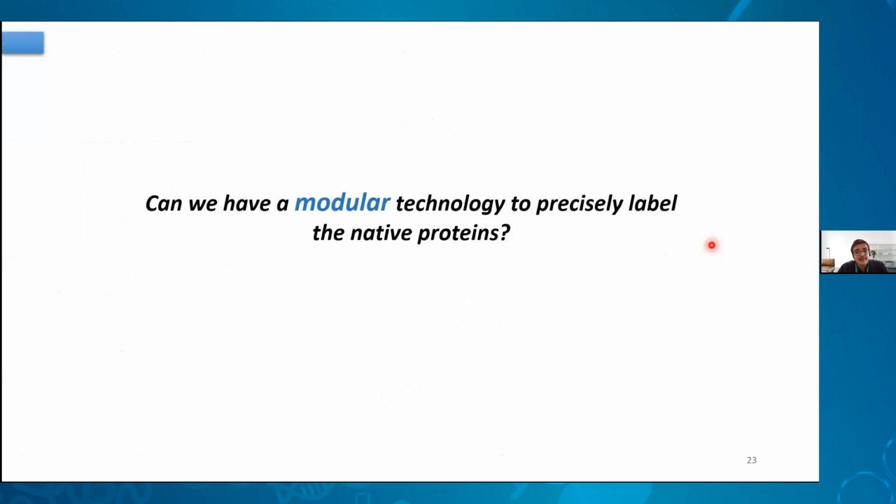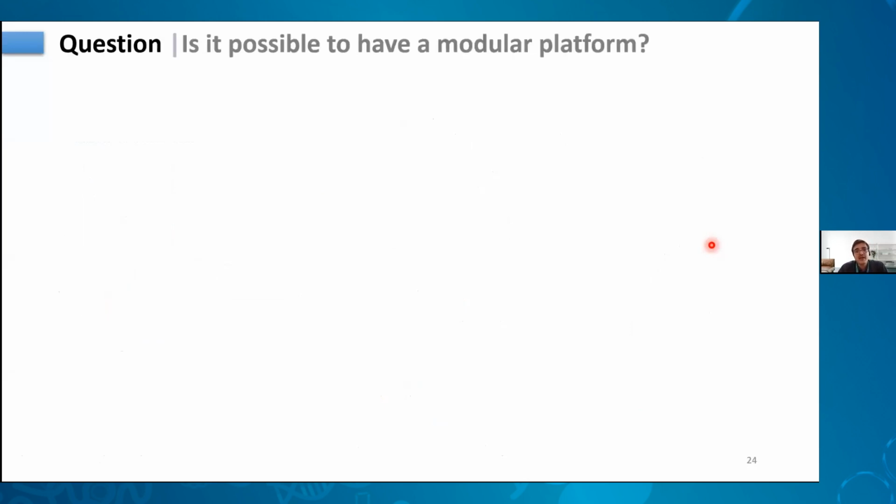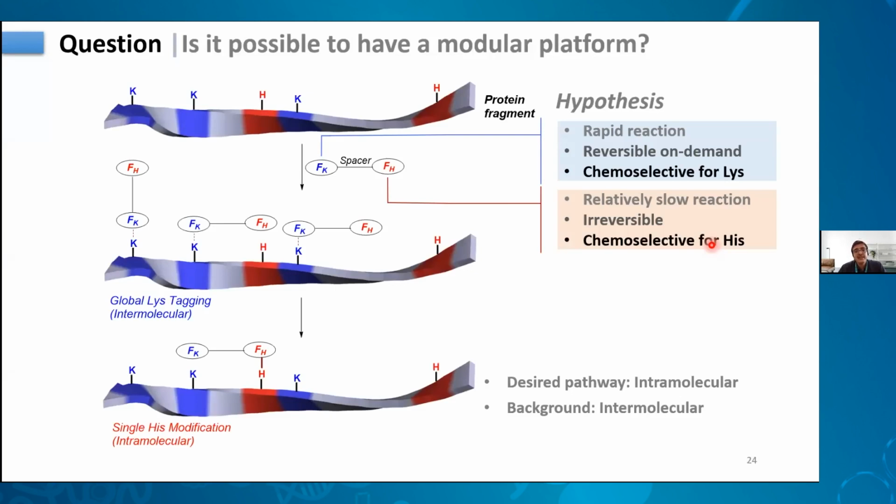Okay, so with this, let's move on to the final question that I would like to discuss today. Can we have a modular technology that would allow us to precisely label native proteins and hopefully at more than one site? Now, while we were looking at this question, we knew that if we keep targeting a single residue at a given point of time, we will not be able to go beyond the reactivity hotspots that are defined by the protein itself. So we came up with an idea: what if we target two residues simultaneously?